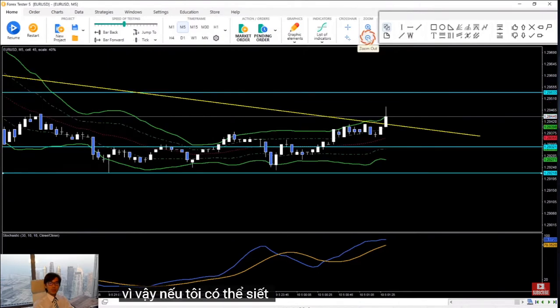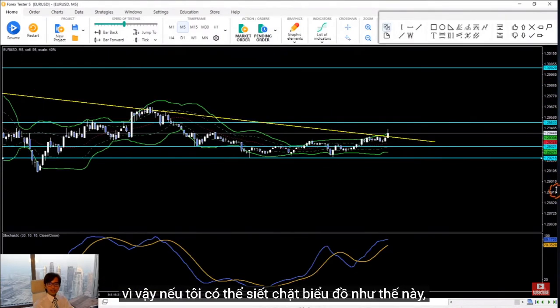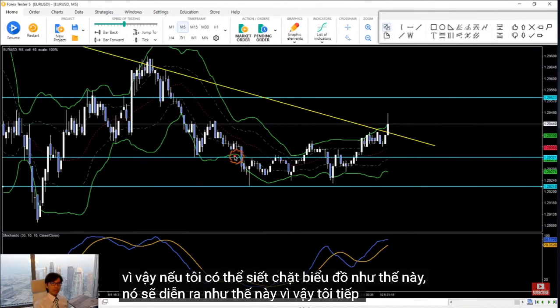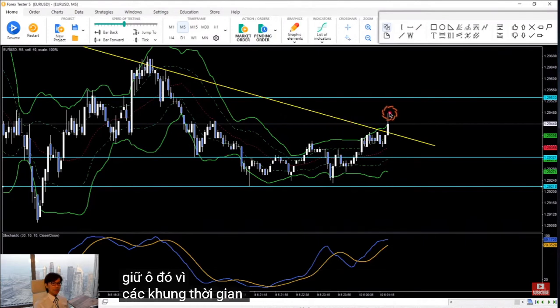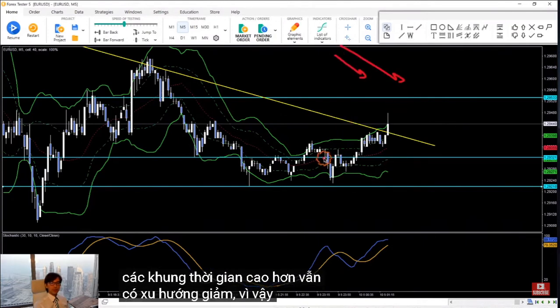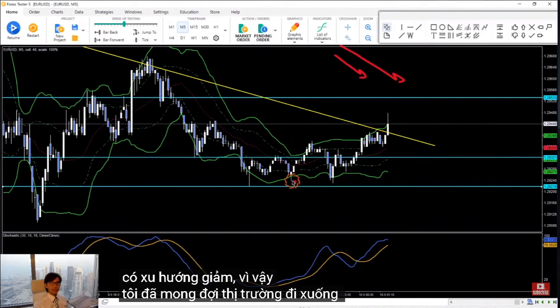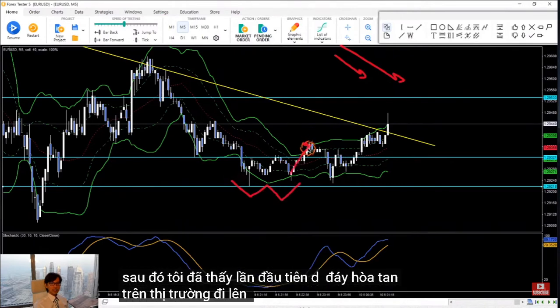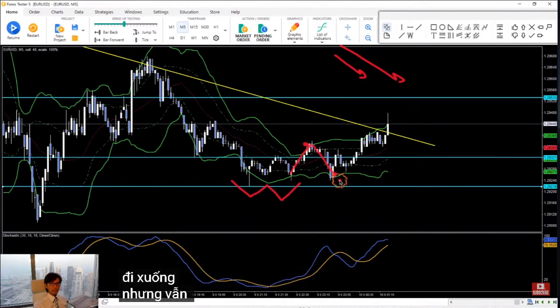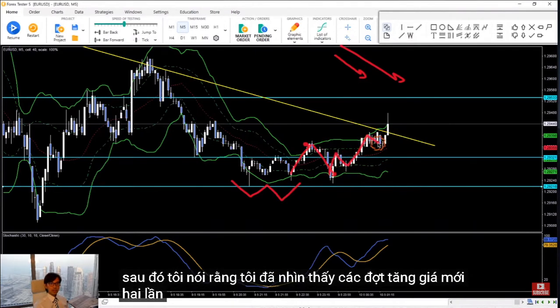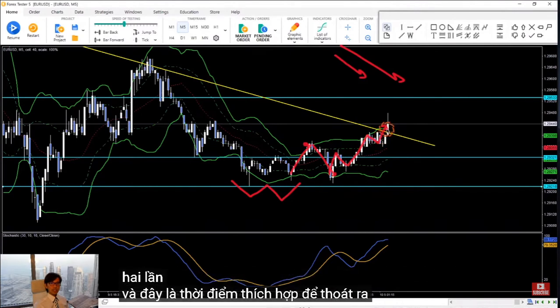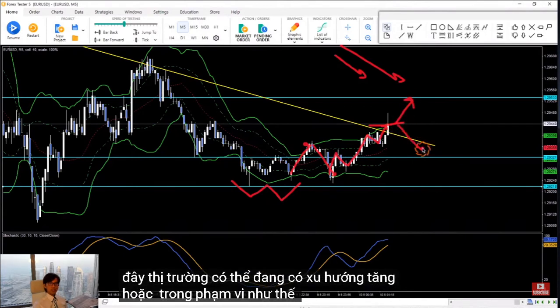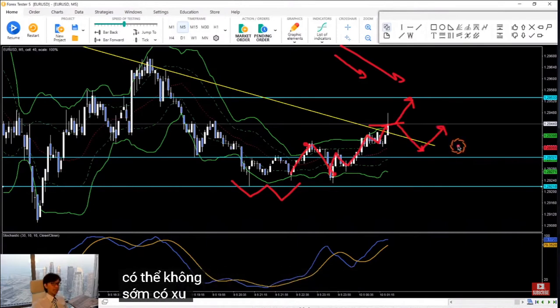So if I squeeze the chart like this, it was going like this. I kept holding that sell because the higher time frames were still downtrending, so I was expecting the market to go down. Afterwards, I saw the first double bottom and the market went up. And afterwards, it went downwards, but still in the range overall. Then I saw the bullish in the waves twice. And this was the right timing for exit, because from here, the market might be uptrending or in the range like this, and it might not be downtrending anytime soon.